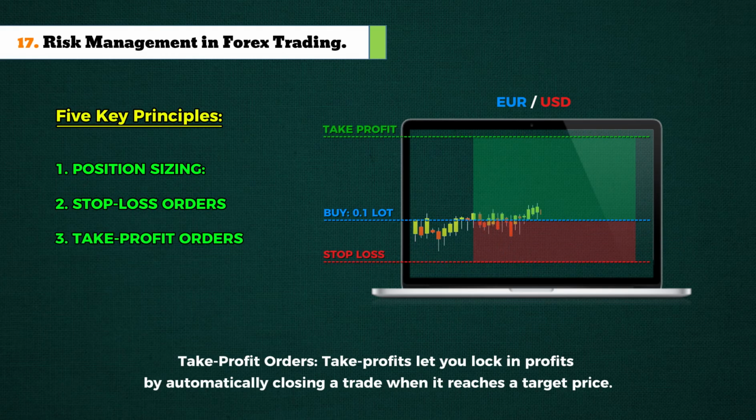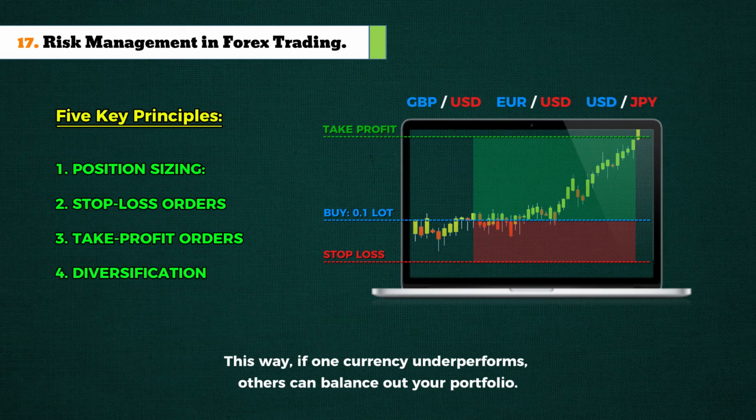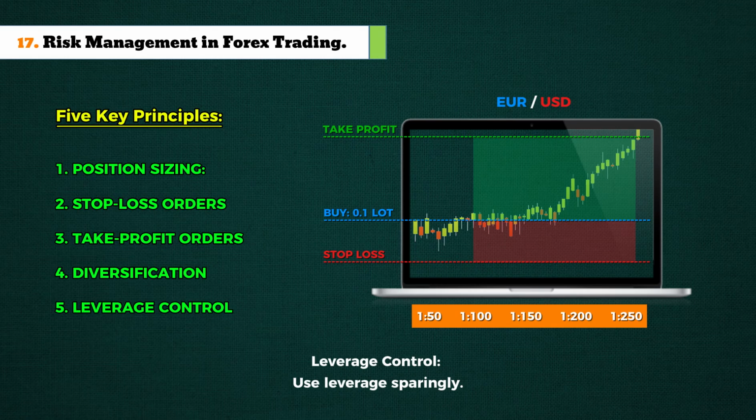Take profit orders. Take profits let you lock in profits by automatically closing a trade when it reaches a target price. Diversification. Spread your trades across different currency pairs. This way, if one currency underperforms, others can balance out your portfolio. Leverage control. Use leverage sparingly. This can prevent large, unexpected losses and keep your account balanced.